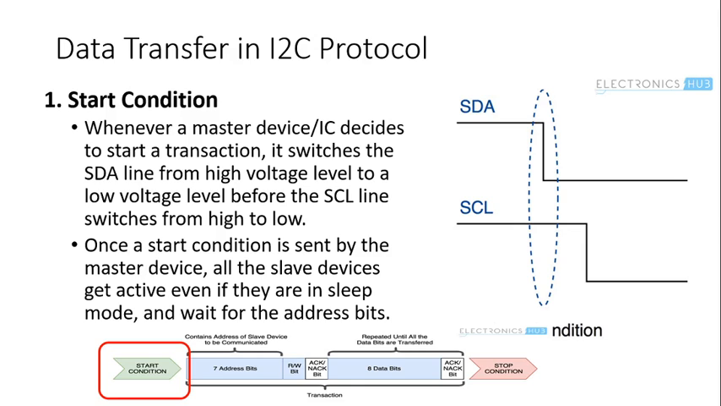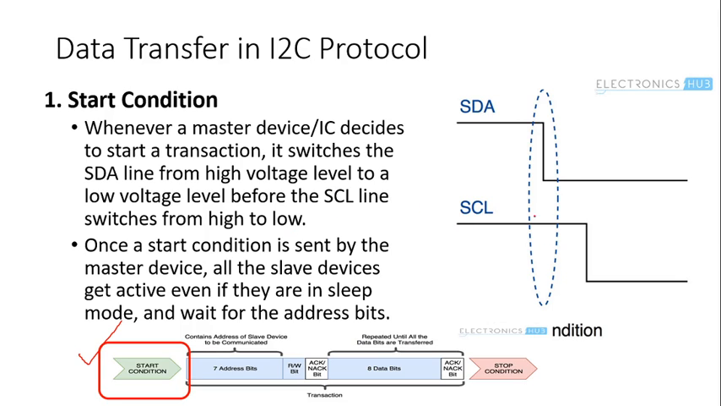So what is the first part? The start condition. This is the start condition in the communication. Whenever a master device or IC decides to start a transaction, it switches the SDA line from a high voltage level to a low voltage level before the SCL line switches from high to low. And what is SCL? Serial clock.